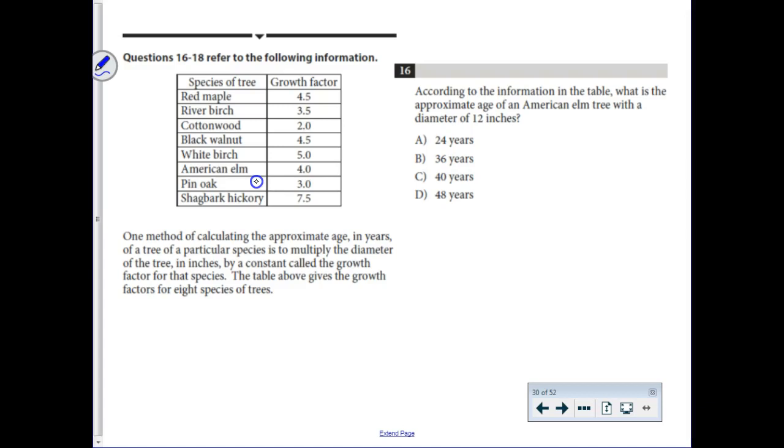Approximating the age of a tree is you multiply the diameter of the tree by a constant called the growth factor. That is fascinating. It's not fascinating. The table above gives the growth factor for 8 species of trees.